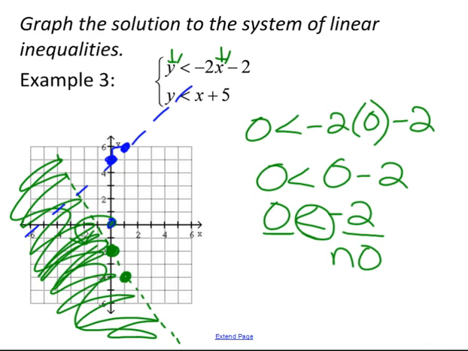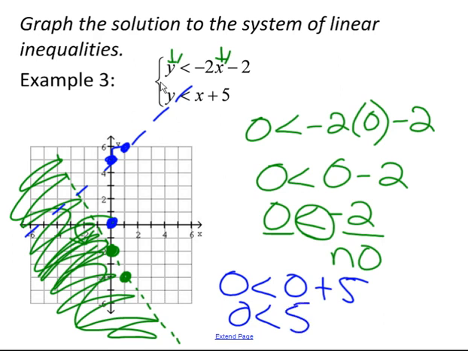0, 0 is a test point. 0 less than 0 plus 5. And simplify each side. What's 0 plus 5? It is 5. The question is 0 smaller than 5? And yes, it is. So my test point was here, and I got a yes. Okay, so yes means shade covering up the test point.